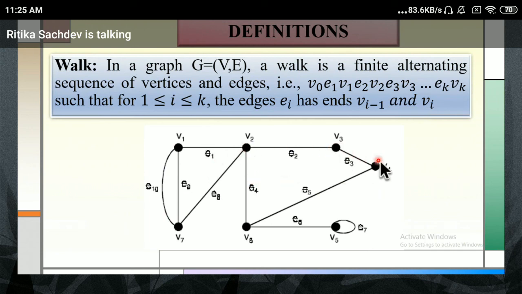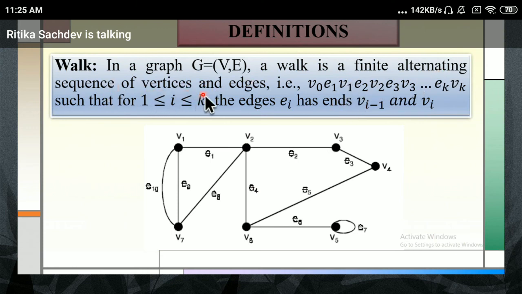But from V2 to V3 to V4, why should I take this? I can also take V2 to V6, V6 to V4. I could have taken that path. So in this case, it says, what is a walk? It is a finite alternating sequence. Your walk has to stop somewhere, hence it has to be finite.